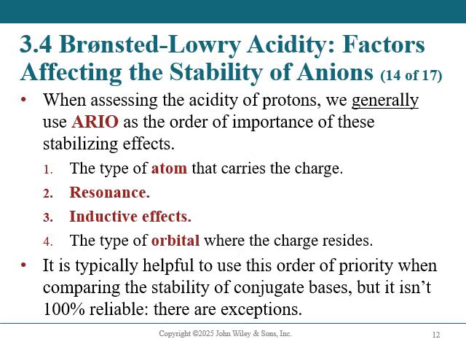When assessing the acidity of protons, we generally use ARIO as the order of importance, so the A goes first and the R, etc. is not random. The type of atom that carries the charge, the resonance, the inductive effect, and then the type of orbital. Keep in mind though, this is a guide, so it will help in most cases, but there are exceptions. There are cases in which this isn't accurately followed, so you have to be able to analyze everything on a case-by-case basis.